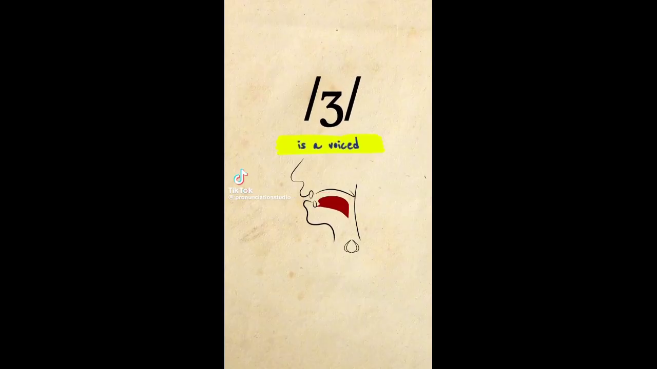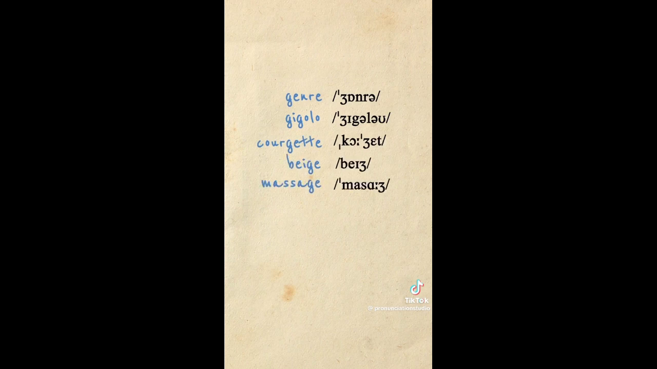Here's an example of voiced sounds. Zh, the voiced palatoalveolar fricative. It's made by positioning the tongue close to the roof of the mouth behind the alveolar ridge and squeezing air past it. The lips can be rounded as the sound is produced. The voice box vibrates throughout. Genre. Gigolo. Courgette. Beige.